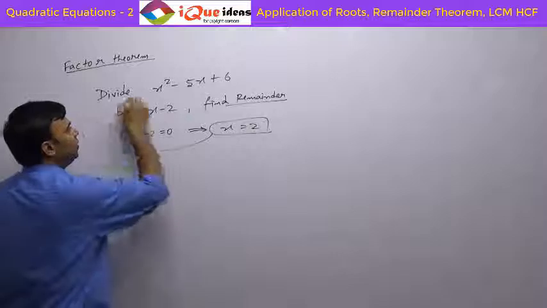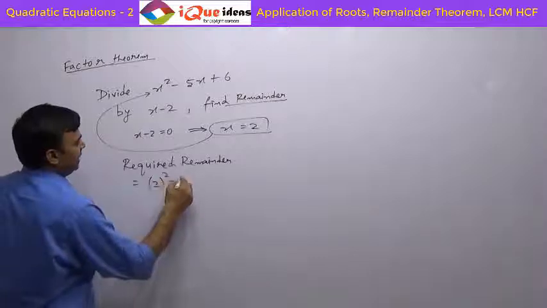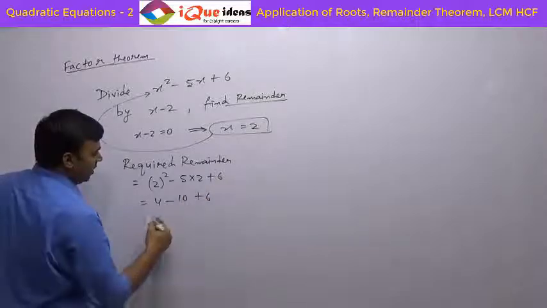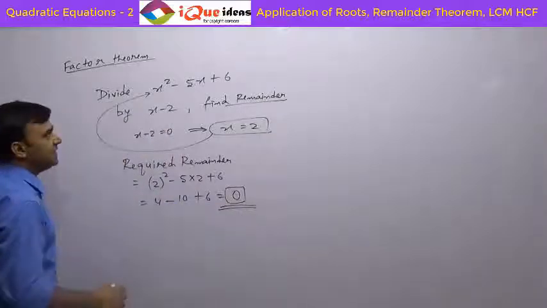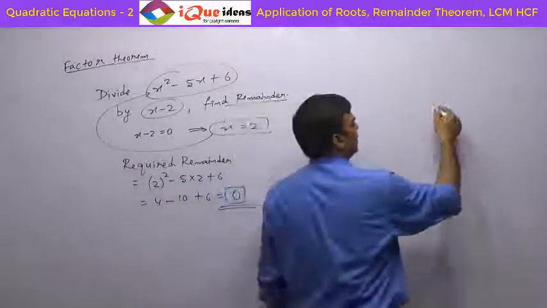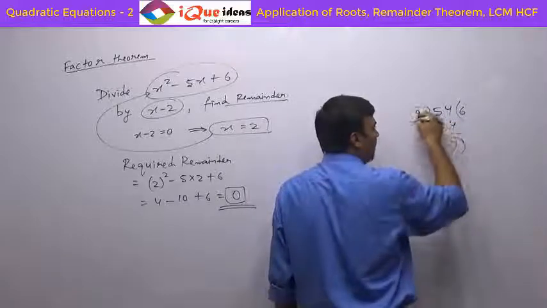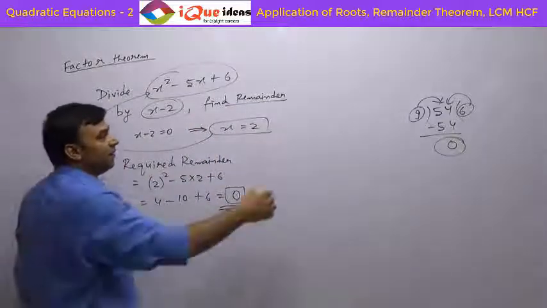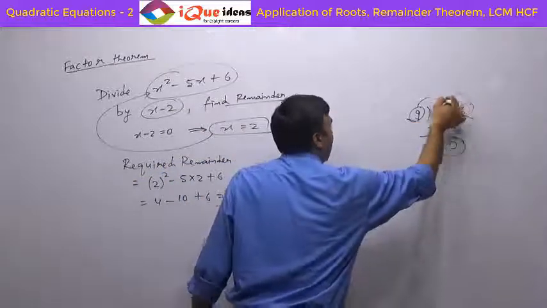Now if I put x equal to 2 here, I'll get the required remainder as 2 square minus 5 into 2 plus 6. Now 2 square is 4, minus 5 into 2 is 10, plus 6. Now 4 plus 6 is 10, 10 minus 10 is 0. So if the remainder is 0, we say that this expression is divisible by this. For example, if I divide 54 by 9, 9 sixes are 54, so the remainder is 0. Remainder 0 means 9 divides 54 completely, and 6 divides 54 completely. We can also say that 54 is divisible by 9 and 6, or that 9 and 6 are factors of 54.